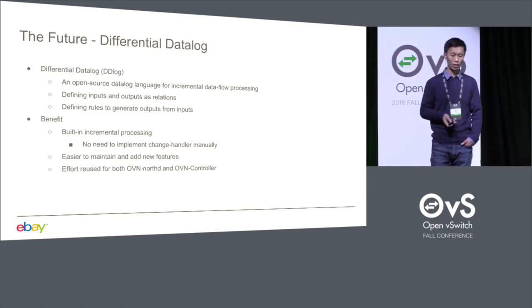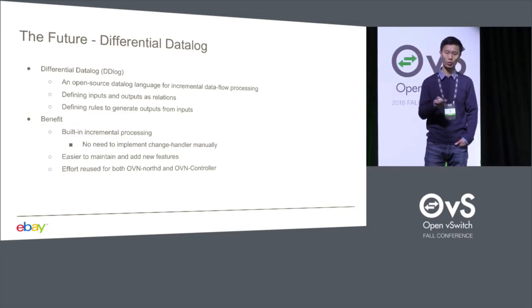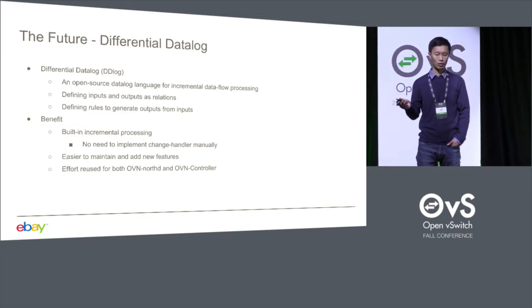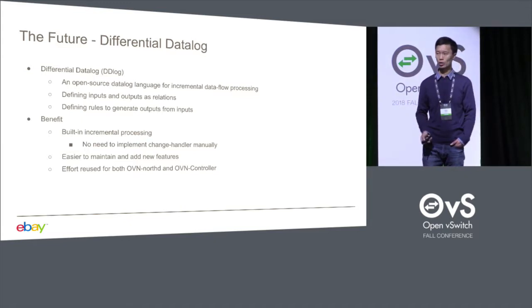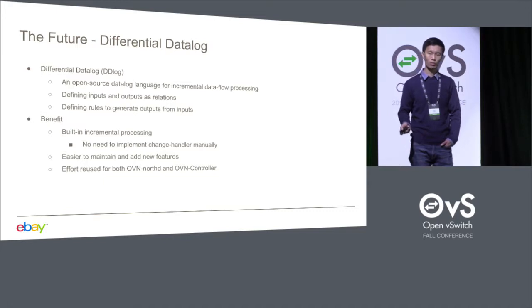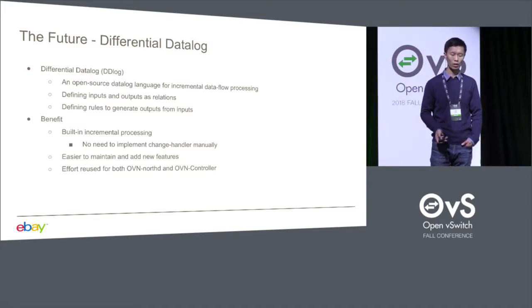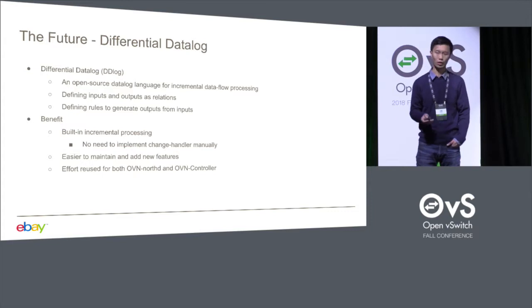joins. And with this language, you can define inputs as relations and then also output as relations, and then you can define rules so that you can generate outputs from inputs. It's pretty declarative, and the benefit is obvious. Because you get the built-in incremental processing, you don't have to write incremental processing change handlers manually, and of course it will be much easier to maintain and to add new features. And also, the effort can be reused by both NorthD and OVN controller.